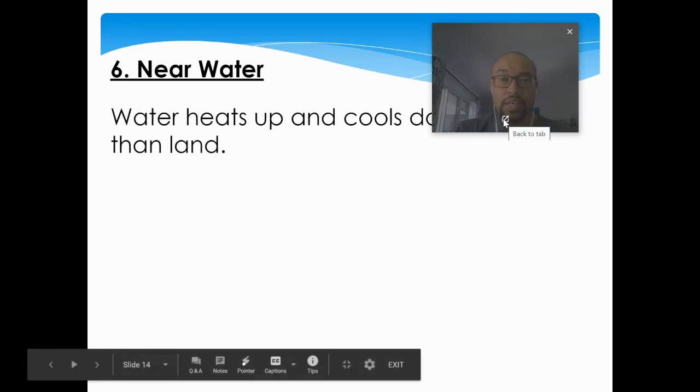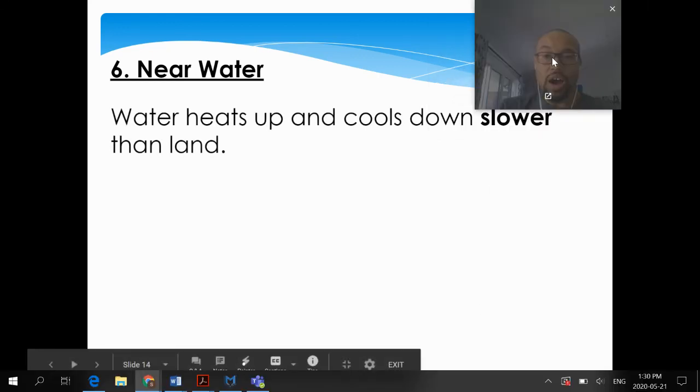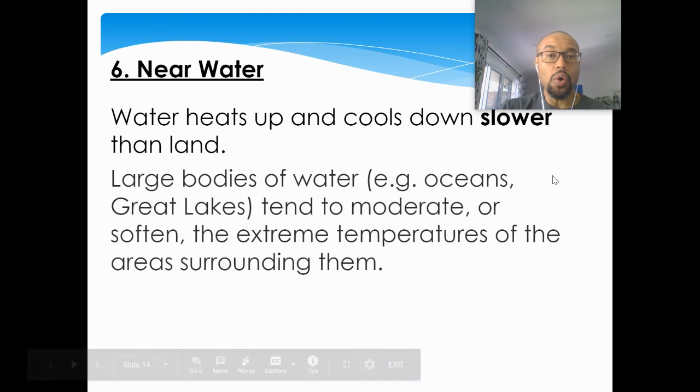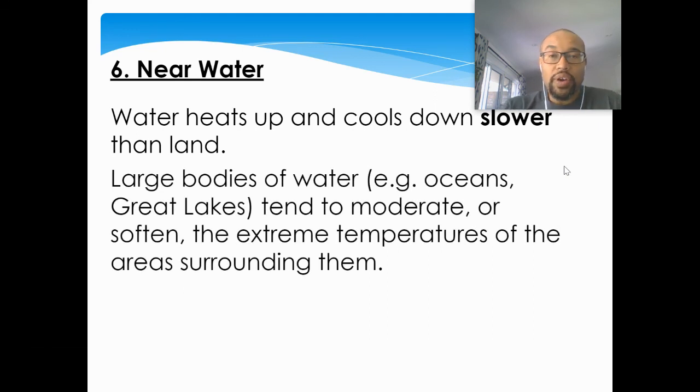Last one is proximity to water. How close are you to water? So, water has what's called a very high specific heat capacity, meaning it takes a lot of energy to heat water up by any significant amount. And why that's important to the overall climate is that it has a moderating effect.